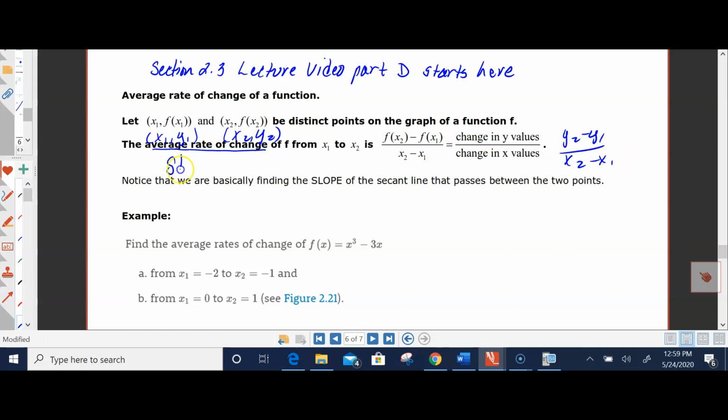And you can find slope. You did that earlier. So this is not bad. Just remember, average rate of change is the same thing as slope. Now, all we're doing is finding the slope of something called a secant line. I'll explain what that means here in a second.